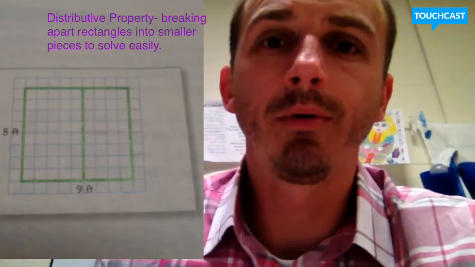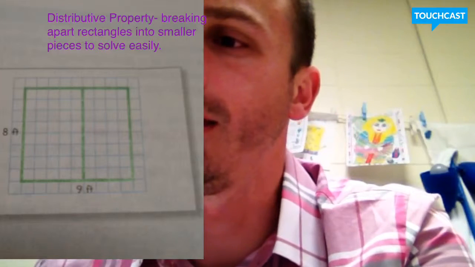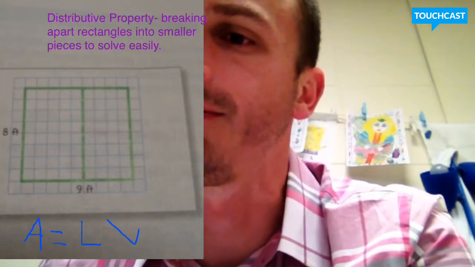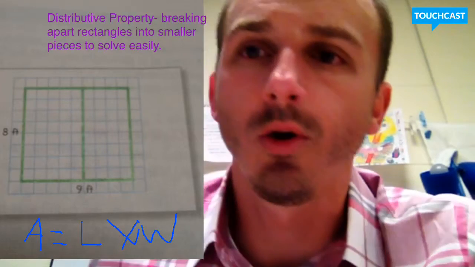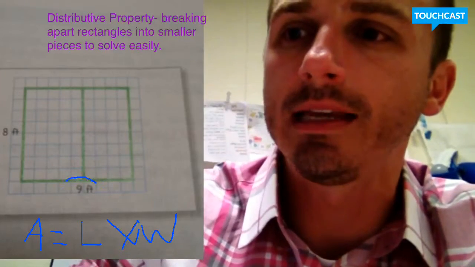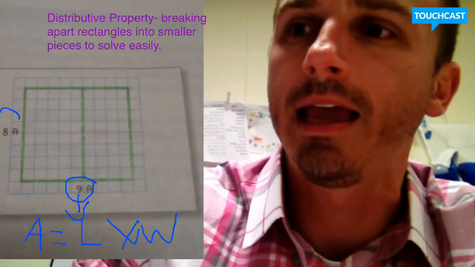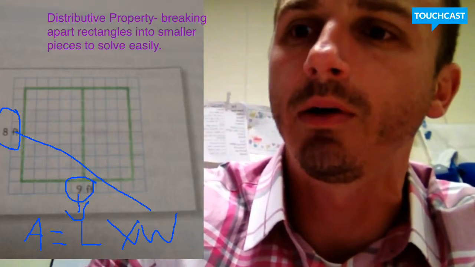And so remember that we talked about that area equals, and we'll write here, area equals length times width. And so when we're looking at the length, of course, let's say 9 is our L, and I'm going to draw an arrow right there. And let's say that 8 feet right here is our width.